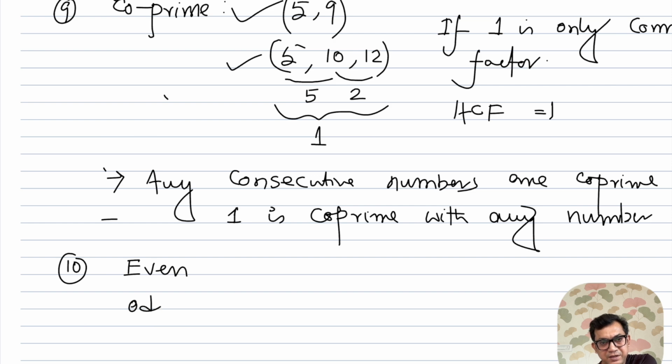So this is a pretty simple thing. Even numbers are 2, 4, 6, 0 are all even numbers. And odd numbers are what? 1, 3, 5, dot, dot, dot. So I can say the even numbers are of the form 2n and the odd numbers are of the form 2n plus minus 1.